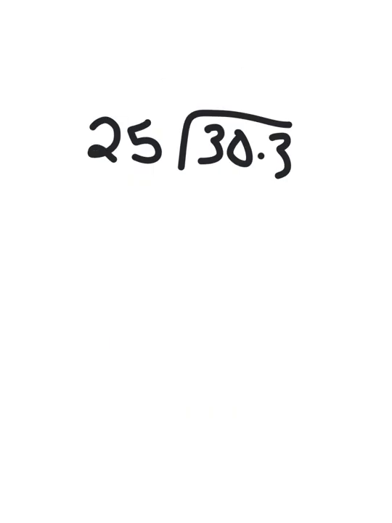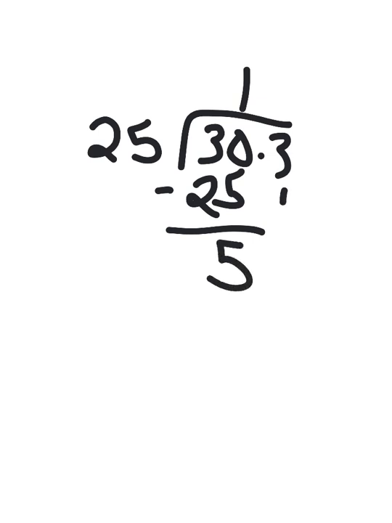Now that you've changed the 2.5 to a 25 and the 3.03 into a 30.3, you can solve it like a regular decimal divided by a whole number problem that we worked on in class last time. So 25 goes into 30 one time. Put your 1 up here. 1 times 25 is 25. You subtract. You get 5. Bring down the 3. Remember, put your decimal point up right above there.